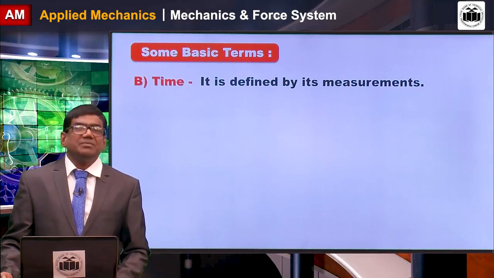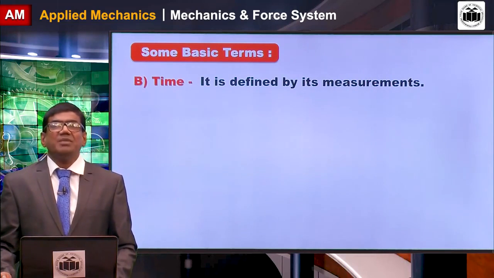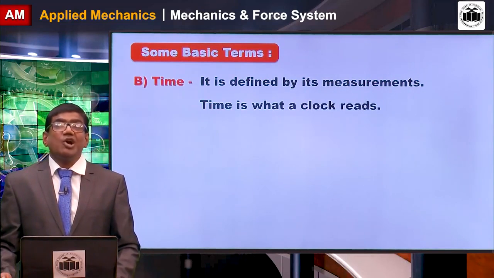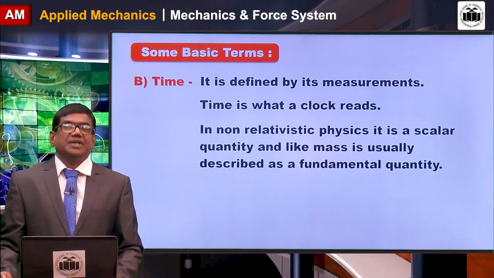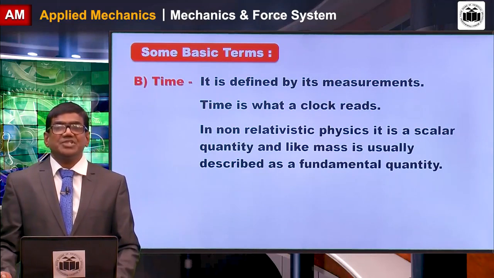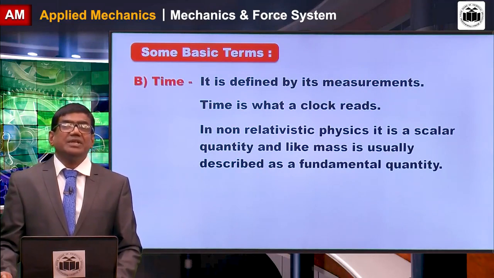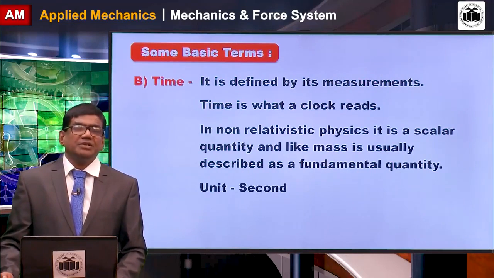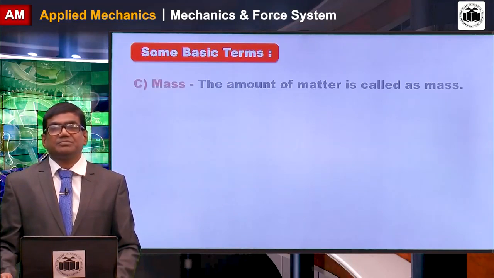Now the second term is time. It is defined by its measurements. Time is what a clock reads. In non-relativistic physics, it is a scalar quantity like mass and is usually described as a fundamental quantity. The unit for time is second.